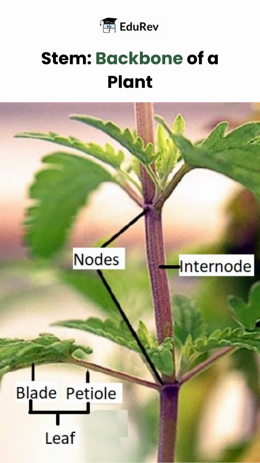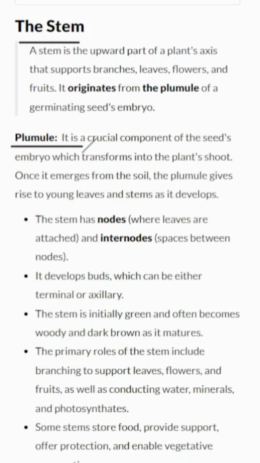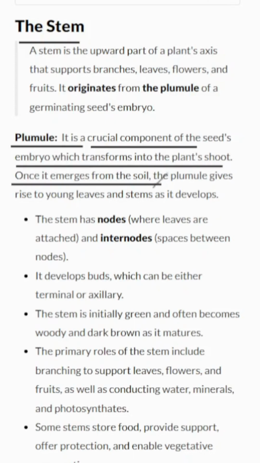Let us now learn about stem, the backbone of a plant, a towering skyscraper reaching skyward, sustaining branches, leaves, flowers, and fruits. Here's where the adventure begins. Plumule. This is a critical part of a seed's embryo, destined to become the plant's shoot. Once it pushes through the soil, it gives rise to young leaves and stems as it grows. Think of it as the plant's very first sprout, reaching for the sun.